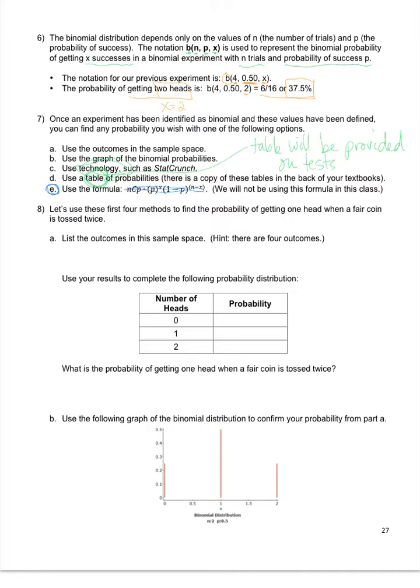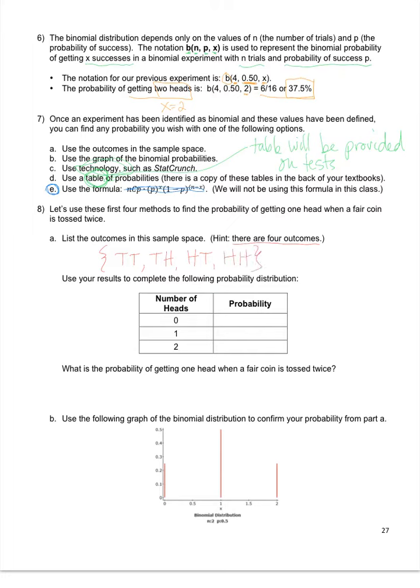All right, number 8. Let's use these first 4 methods to find the probability of getting one head when a fair coin is tossed twice. First up, let's look at our sample space. The hint here is there's 4 outcomes. So our sample space, if we flip a coin twice, we might get both tails. We might get tails and then heads, heads and then tails, or we might get both heads. So here's our sample space.